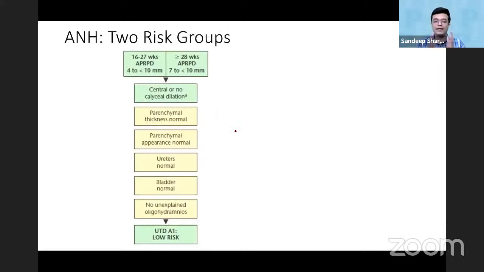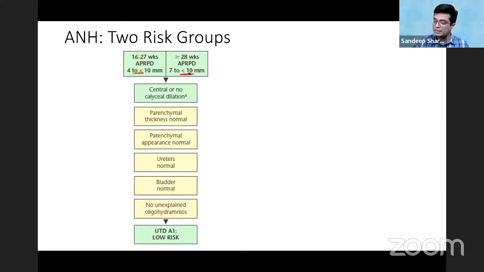So first of all, we have the ANH, that is antenatal hydronephrosis. There are two risk groups which are defined. We have the low risk and we have high risk. There is no intermediate risk here, right? So two categories, low risk and high risk for antenatal hydronephrosis. So what is low risk? Now look at this chart which has been shown. Any patient who's having 16 to 27 weeks, that is second trimester, APRPD between 4 to 10 millimeters and 28 weeks onwards, 7 to less than 10 millimeters.